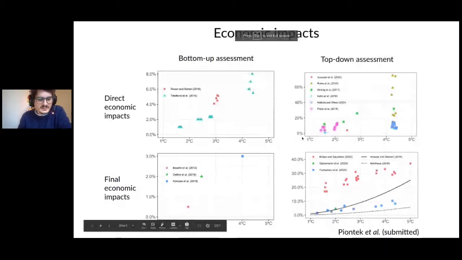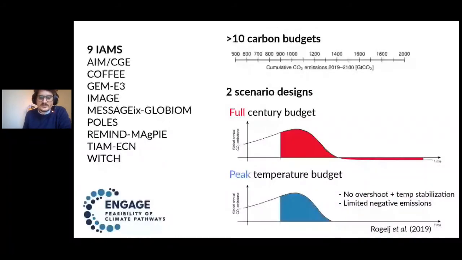So now I will talk about the multi-model comparison exercise that is currently happening in the ENGAGE project. It involves 9 integrated assessment models, whose list you can see on the left. They produce emission pathways that are compatible with more than 10 carbon budgets, so a very high level of granularity, which spans the space of long-term climate targets. For each carbon budget, the models implement two types of scenario design. One is called the full century carbon budget, which is the standard implementation of a carbon budget with a global carbon tax, and the other is called the peak temperature budget, which doesn't allow for net negative emissions.